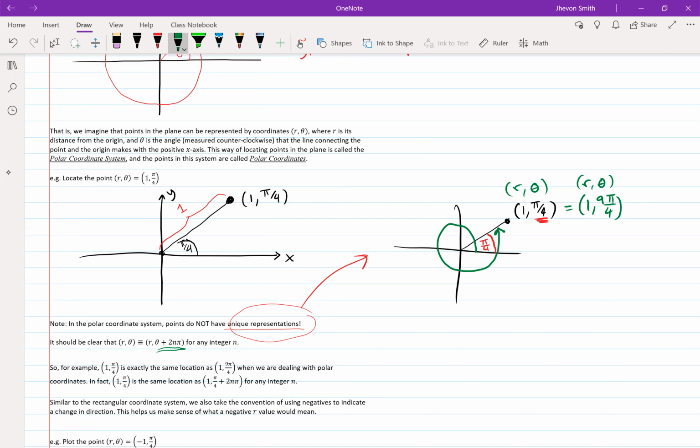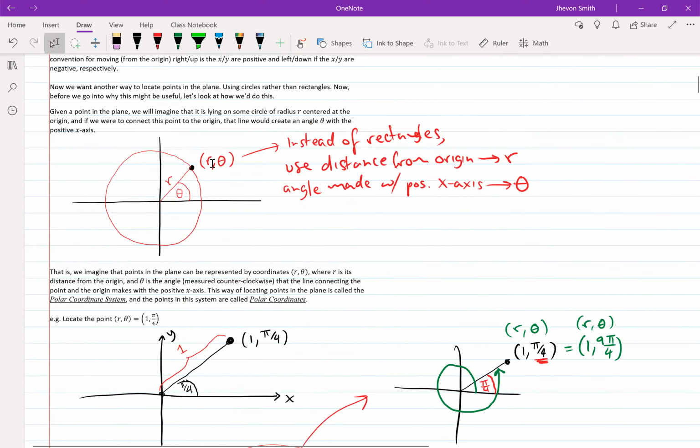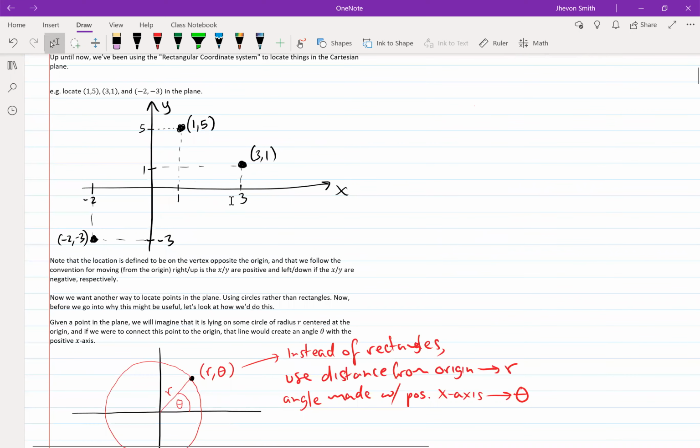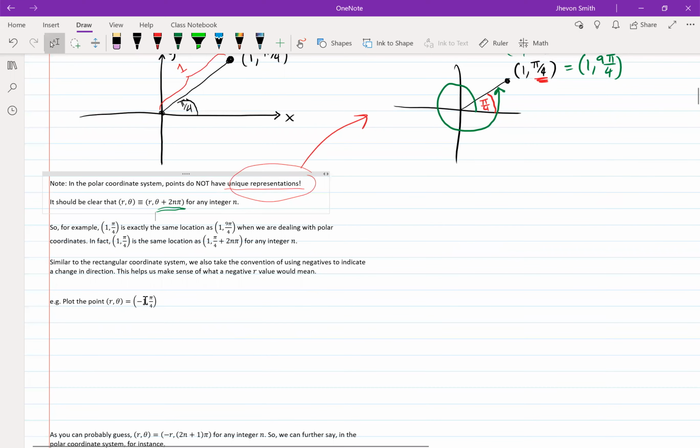There's another thing that I want you to realize here, which is that we do have a notion of negative distance with this system as well. What does it mean to be a negative distance? So when I say r is -1, this is another situation that you're going to need to know. What does that mean?